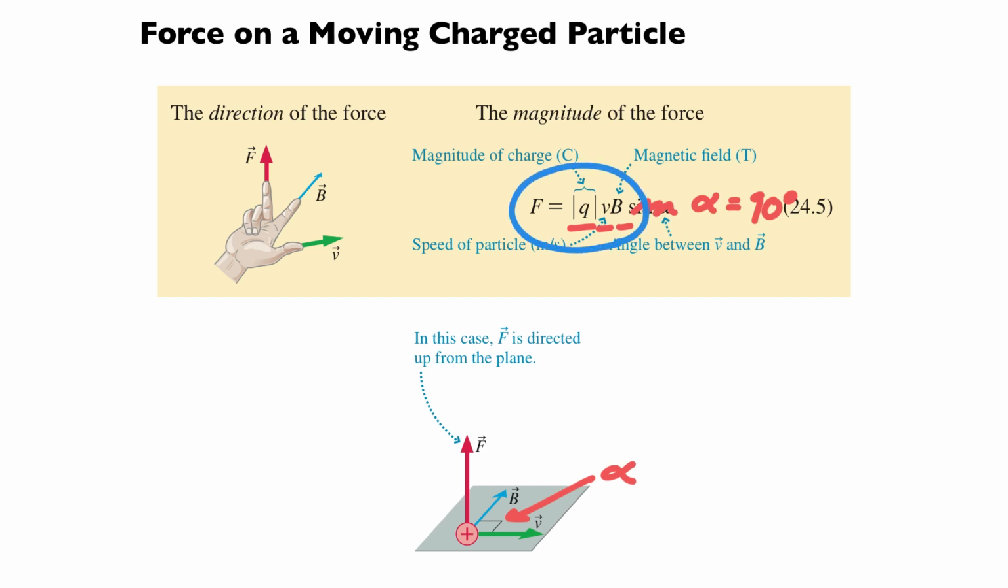The direction of the force is given by the right-hand rule. If you take your hand and you put it in this orientation, your thumb points in the direction of the velocity, your index finger points in the direction of the magnetic field, and your middle finger points in the direction of the force. And so I end up with those 3 perpendicular directions. You've made a little right-hand coordinate system.